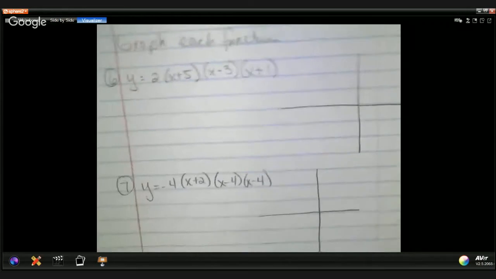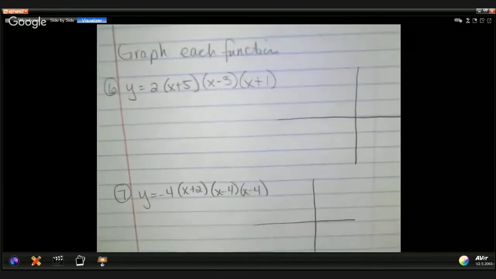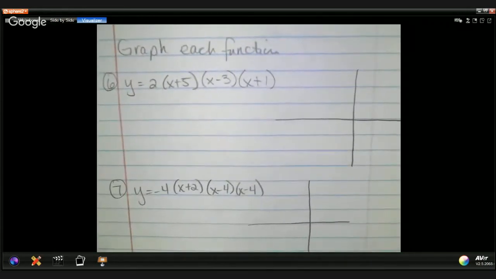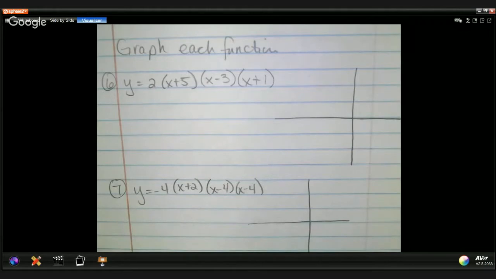Okay, so let's do some examples of this. We're going to do two examples. So what I want you to do is first start off by finding your zeros, and then finding your y-intercept, and let's try and graph it. And then we're actually going to do a third one, number 8, which is a little trickier.